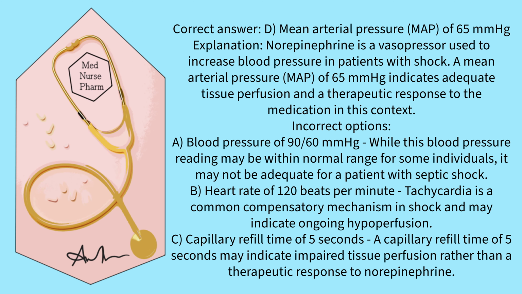If you chose option D, you are correct. Mean arterial pressure of 65. Norepinephrine is a vasopressor used to increase blood pressure in patients with shock. A mean arterial pressure of 65 indicates adequate tissue perfusion and a therapeutic response to the medication in this context.